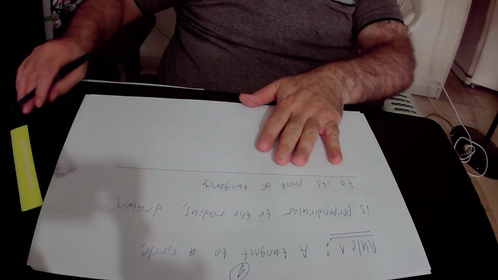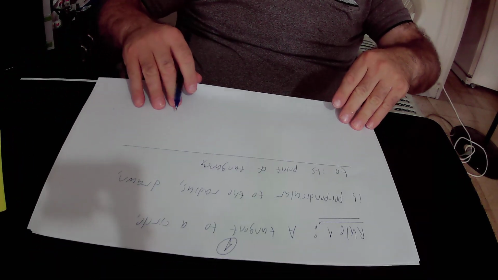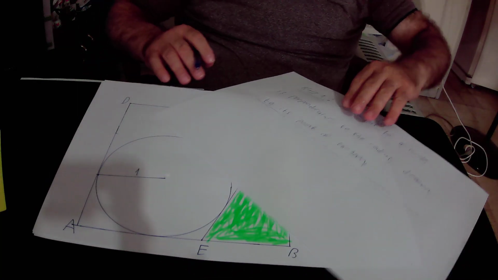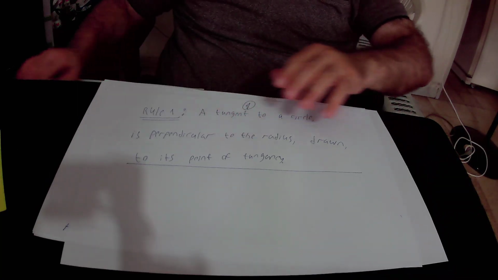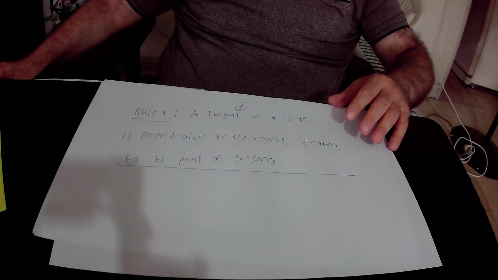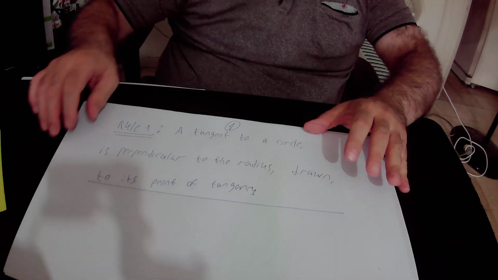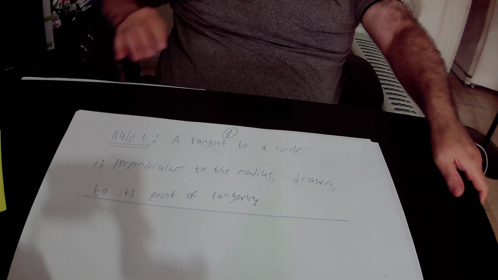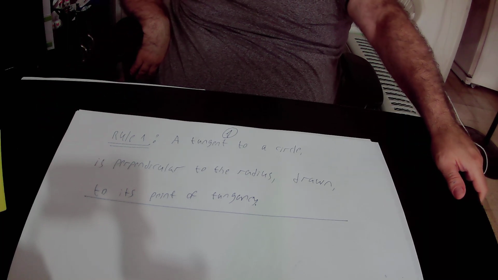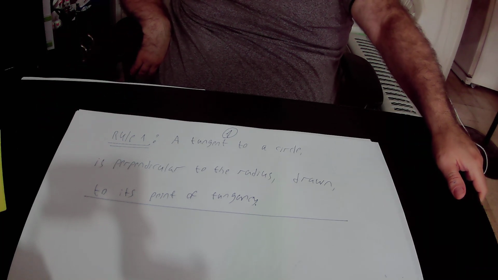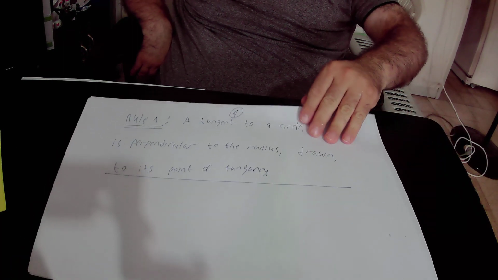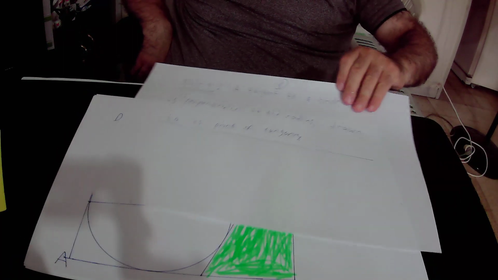So I will read rule number one again. According to rule number one, a tangent to a circle is perpendicular to the radius drawn to its point of tangency. So what is the meaning of rule number one?